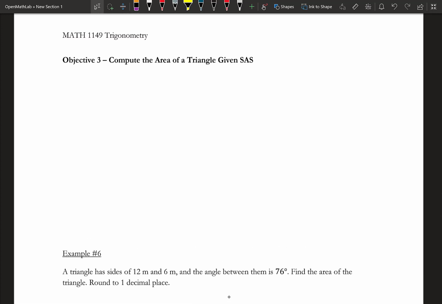All right, so now we're ready for objective 3. So objective 3, we want to compute the area of a triangle given side angle side, right? So in this situation, the way to think about it is I have a triangle. Let me just label A, B, and C. So this would be A, this would be little b, and this would be little c. And then, of course, this triangle is going to have some height to it. Let me actually draw that as a dashed line, because that's just like a measurement.